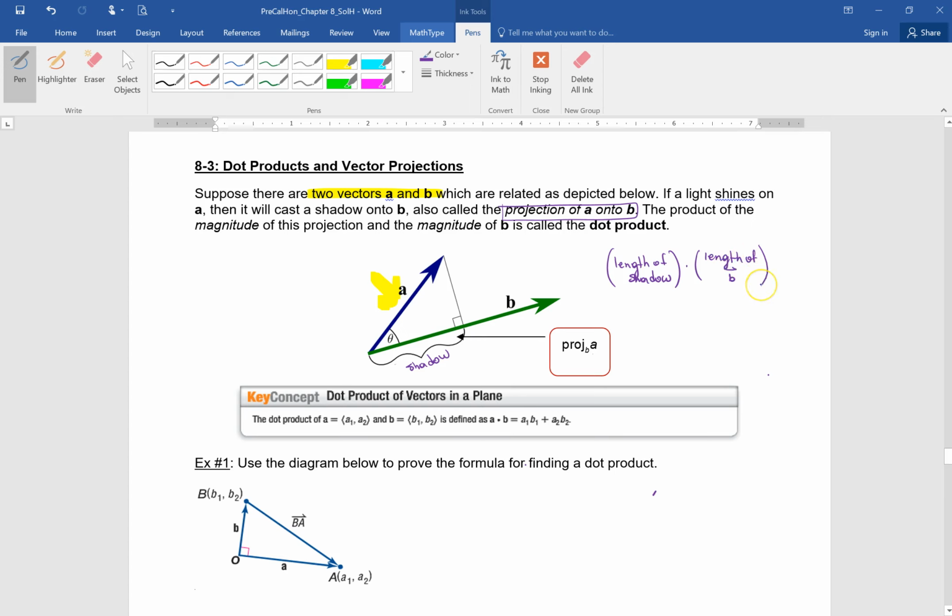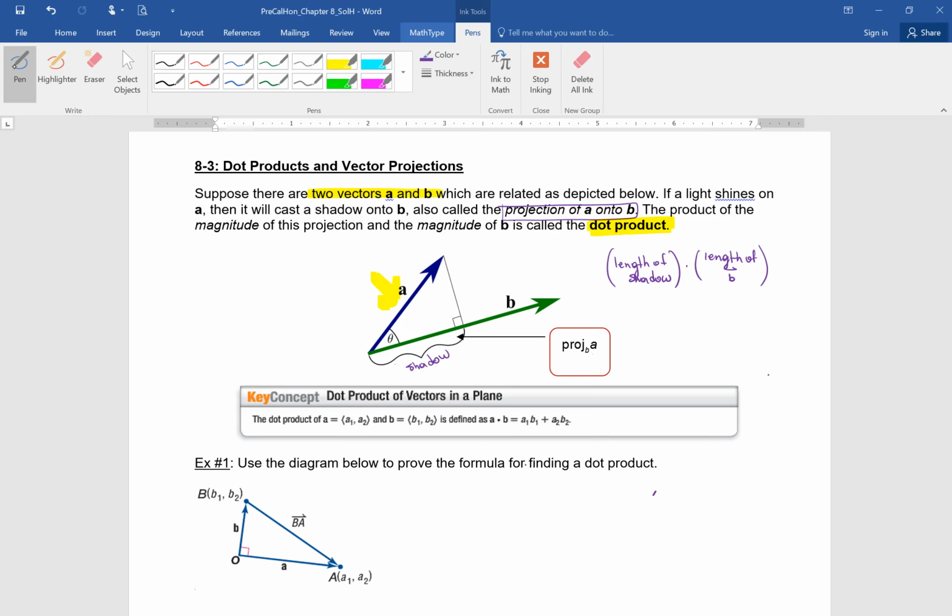Okay? And for fun, if we multiply together those two lengths, what we have is a dot product. Okay? So that's the dot product. Because we now know how to find magnitudes, right?